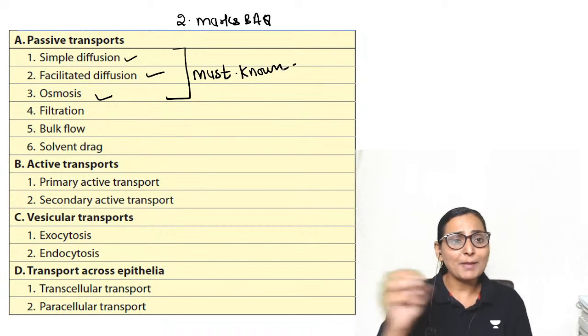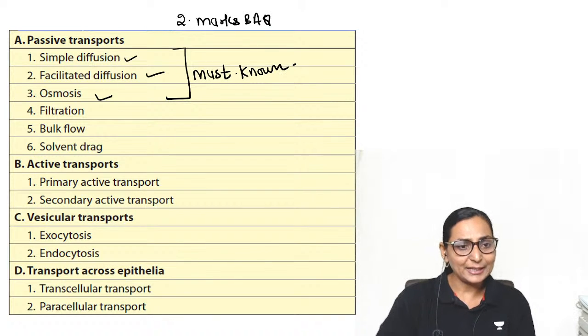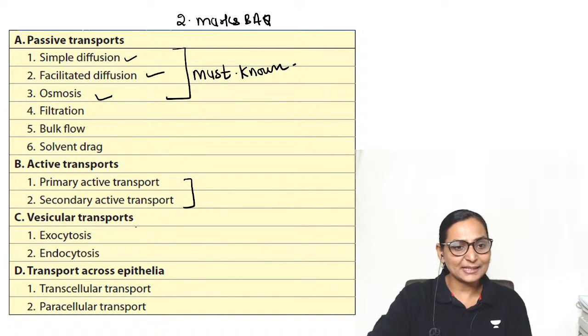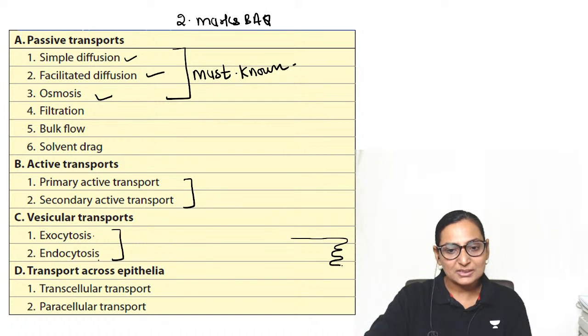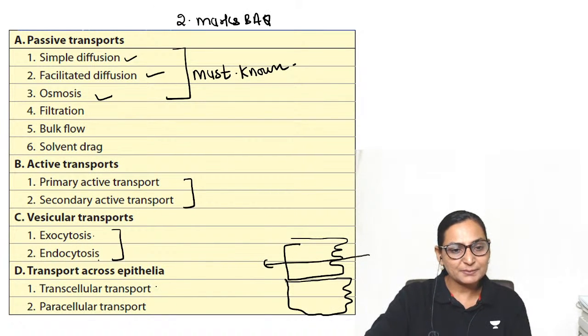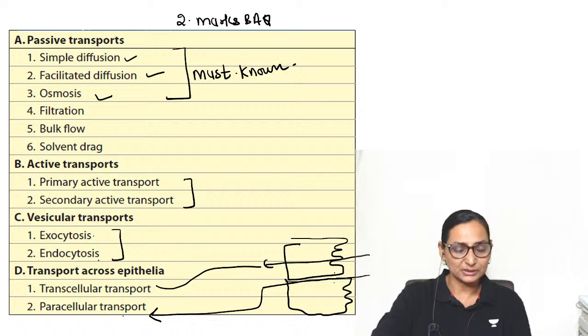Must know. You must know how to write this. Right? Obviously active is primary, secondary. Then there is vesicular transport, where we form a vesicle, exocytosis and endocytosis, and transport across the epithelium. What is this? Paracellular and transcellular. Okay, so when something is passing through the cell, this becomes transcellular, and when it is passing through the tight junctions between two cells, it is paracellular. Right? So again, an important 2 marks BAQ on the different types of transport processes.